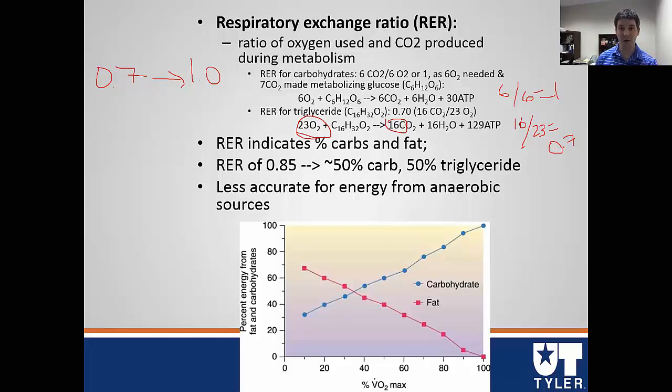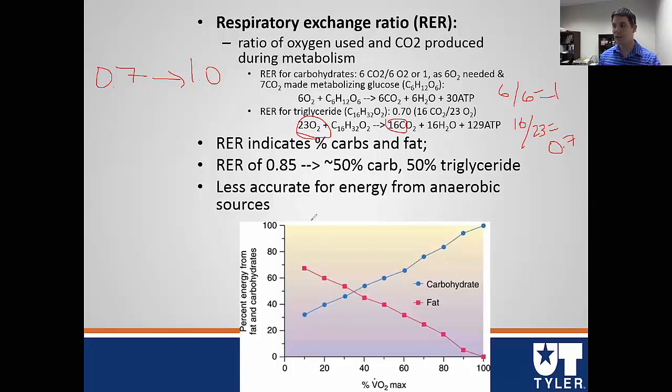Ultimately, most people hover around roughly 0.8, because if you remember from earlier in this module, we said about 66% or so of aerobic metabolism at rest uses fat, right? So we hover closer to that. Indeed, the middle point is 0.85. This tells us 50% carb, 50% fat.